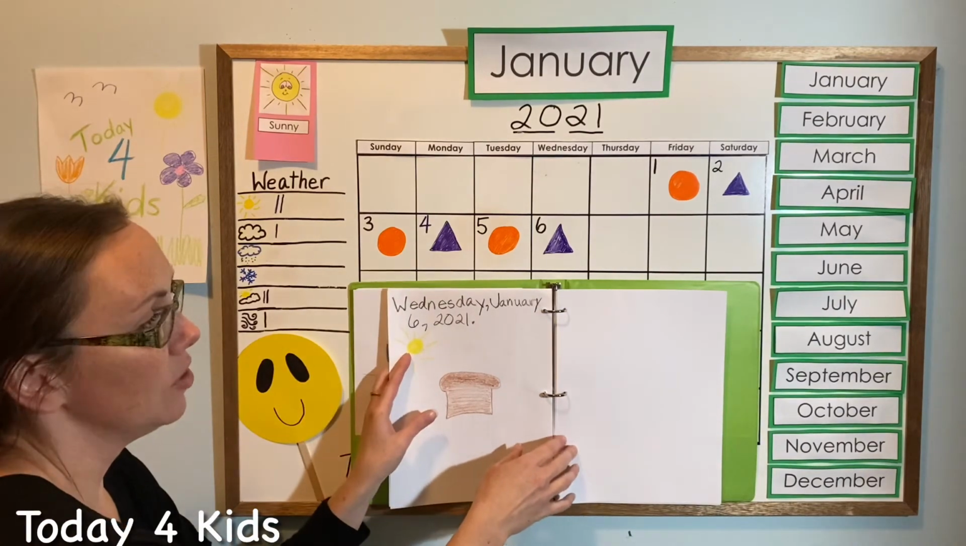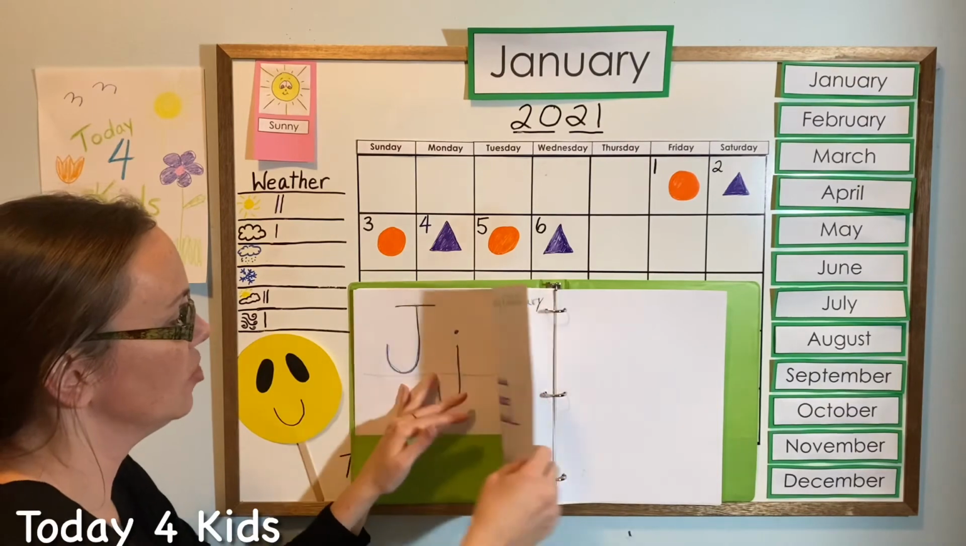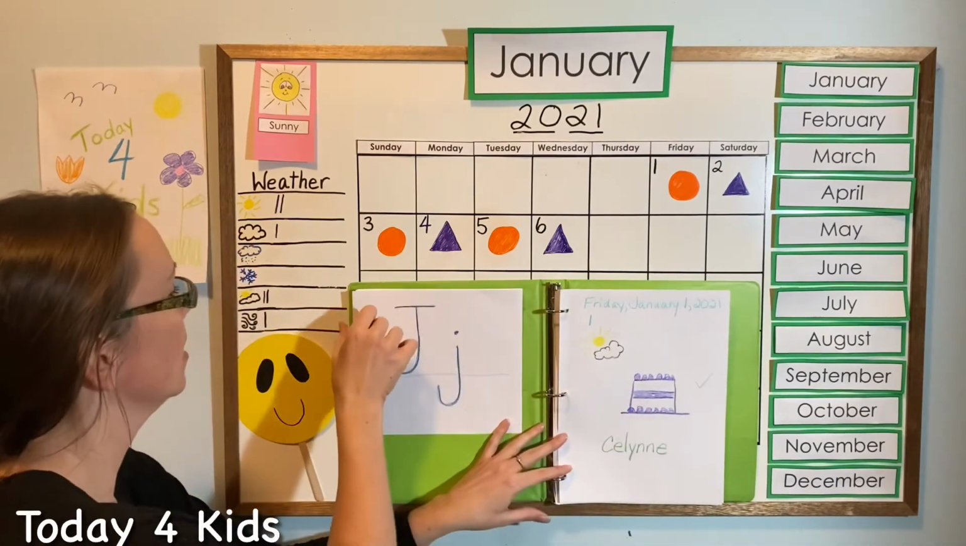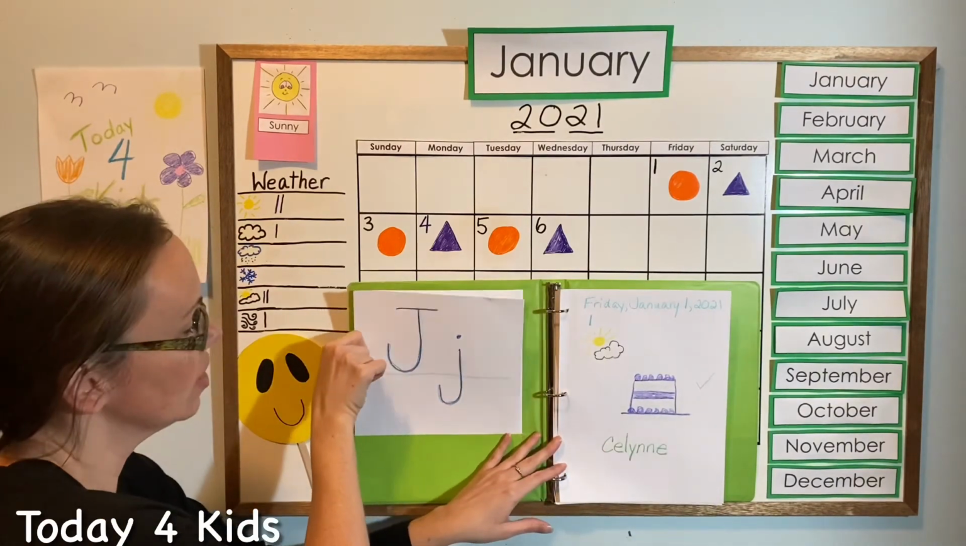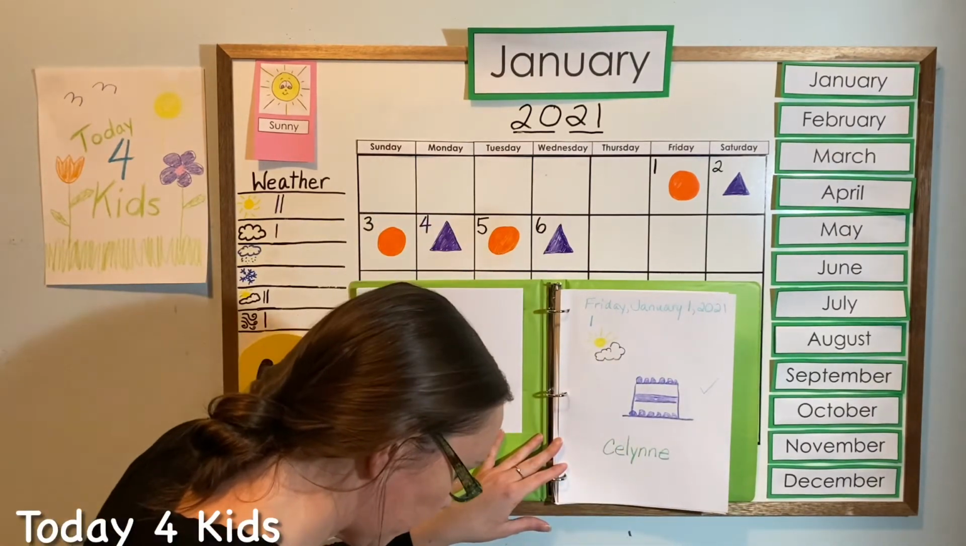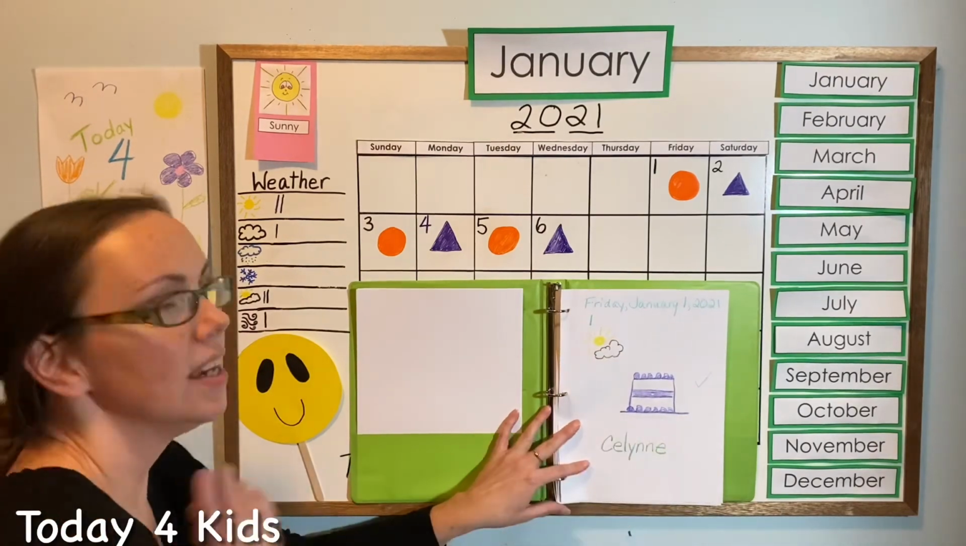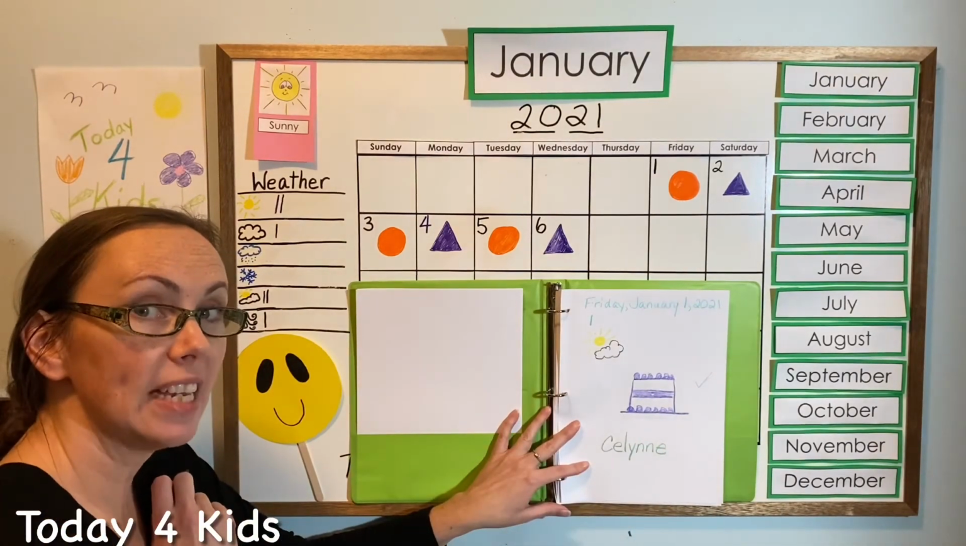And if you aren't comfortable writing out the whole word yet for Wednesday or January, you can practice. So here, practice the letters. This was our J that we did the last couple of days. And let's pick a new letter. That was J. How about if we do A? You want to try an A?